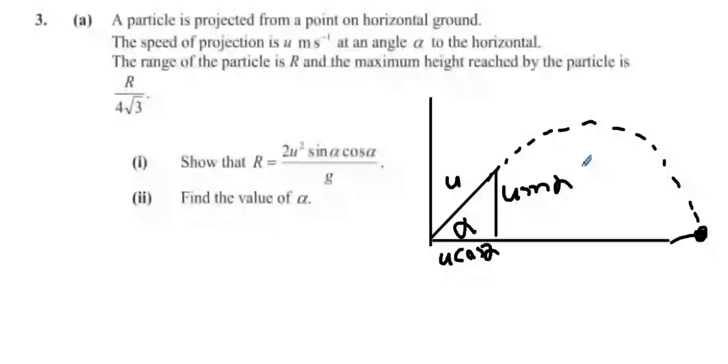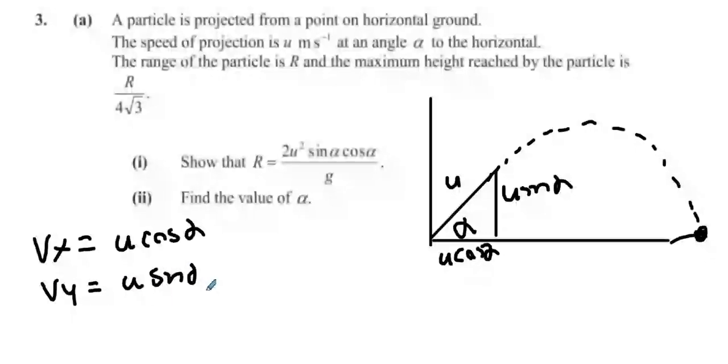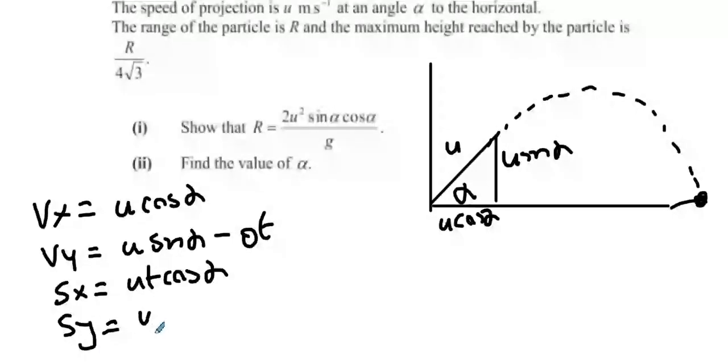We're now going to run our system: phi x, phi y, sx, and sy, and we're not going to do anything fancy. What's phi x? Phi y is u sine alpha minus gt. sx is ut cos alpha. You can look at any of my videos and you're going to see this nearly every time. There's no r's, no crazy stuff going on. And now sy: ut sine alpha minus a half gt squared.